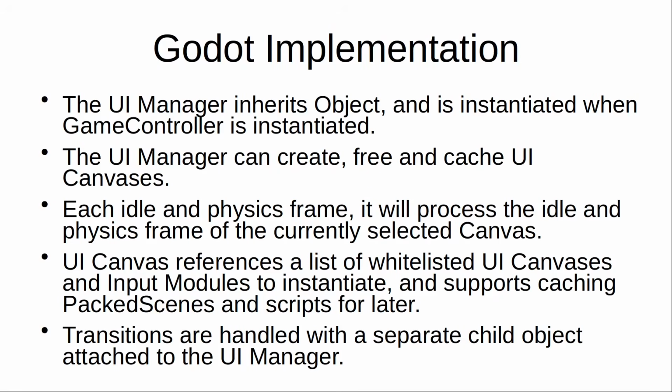UI canvas references a list of whitelisted UI canvases and input modules to instantiate, and supports caching packed scenes and scripts for later. Just FYI, this particular functionality of whitelisting is actually now contained in game controller. I felt like that was a better place for it, but basically that function still exists. And the reason why we use whitelists is because this reduces malicious activity.